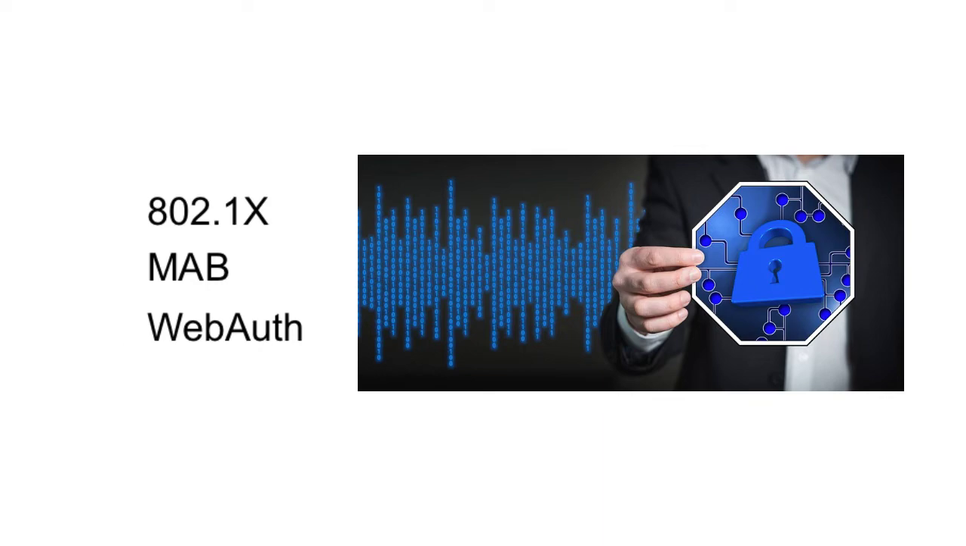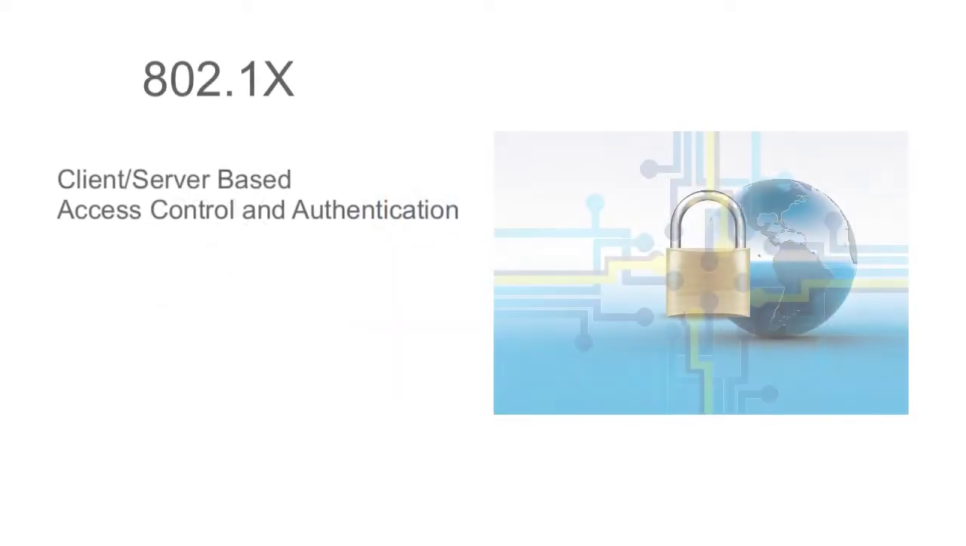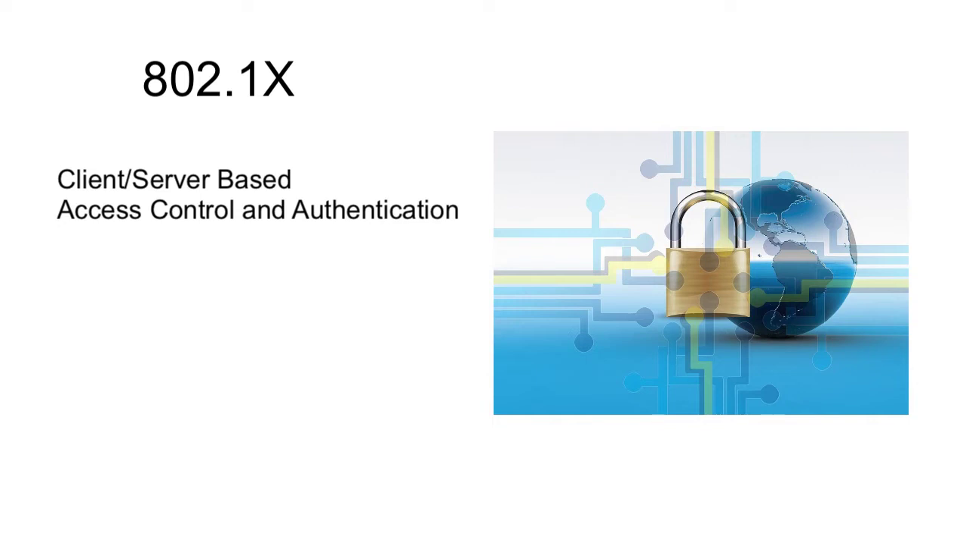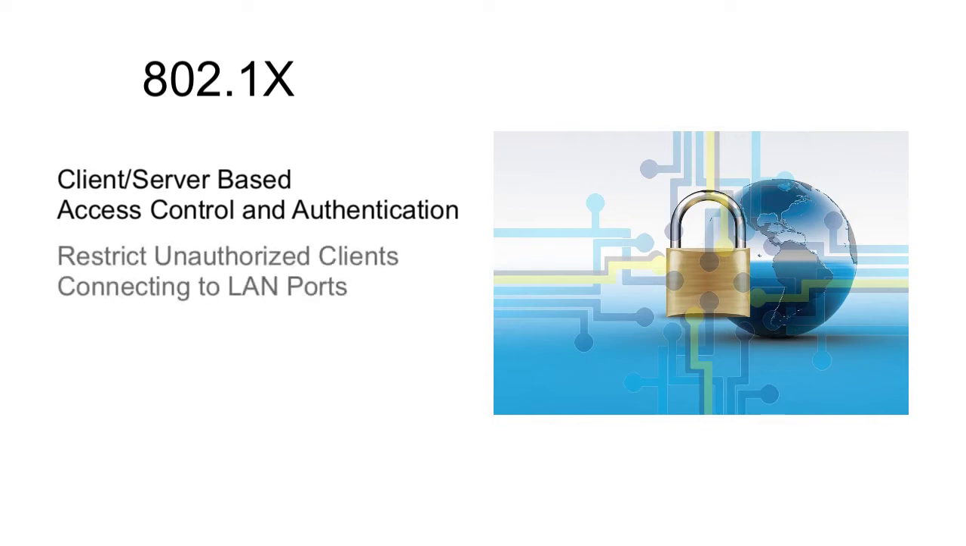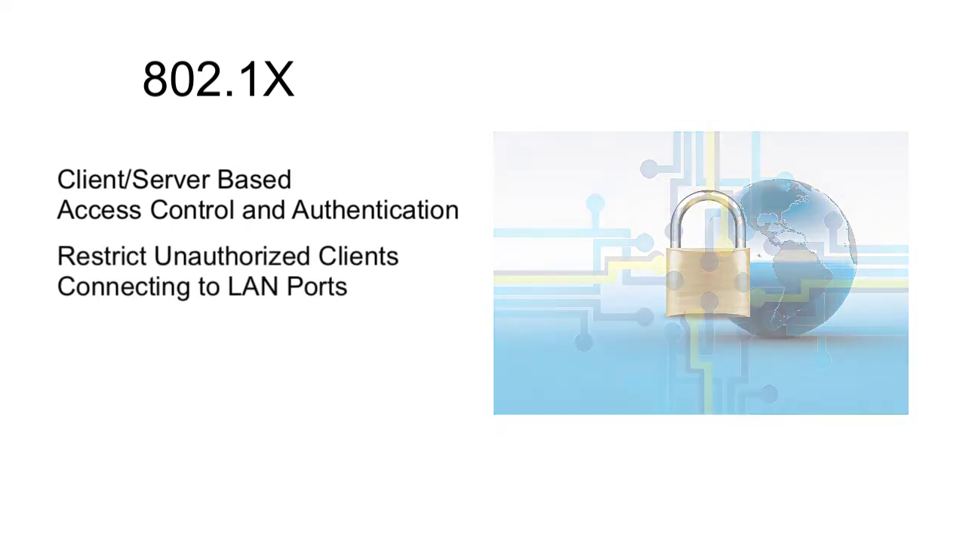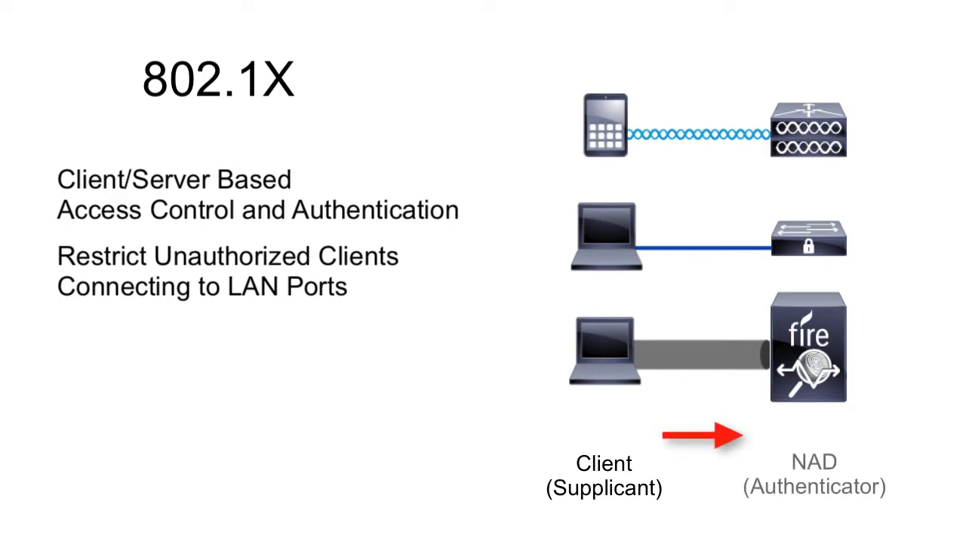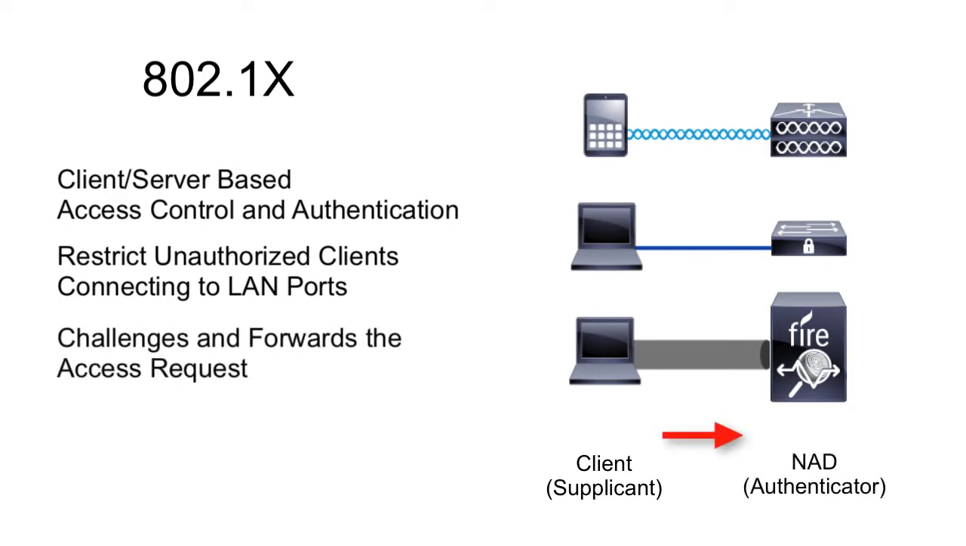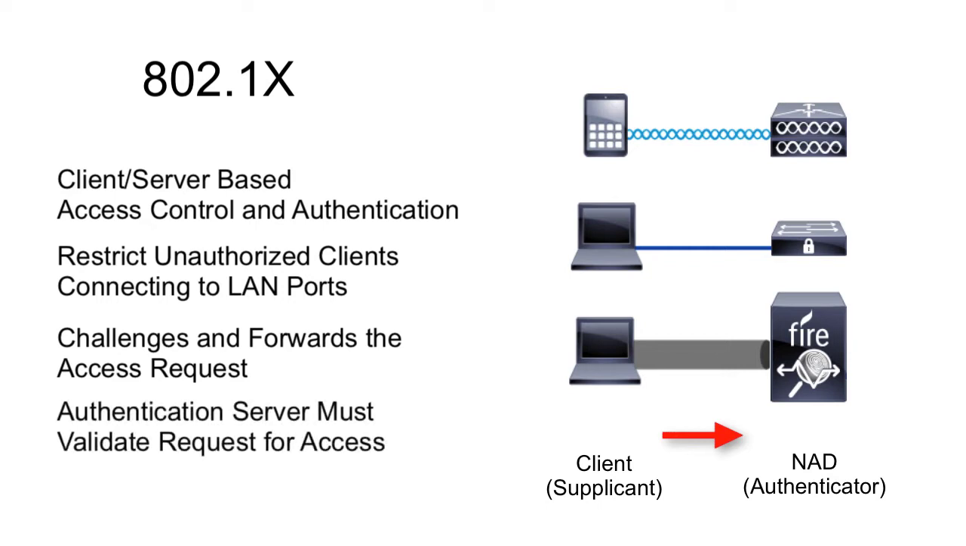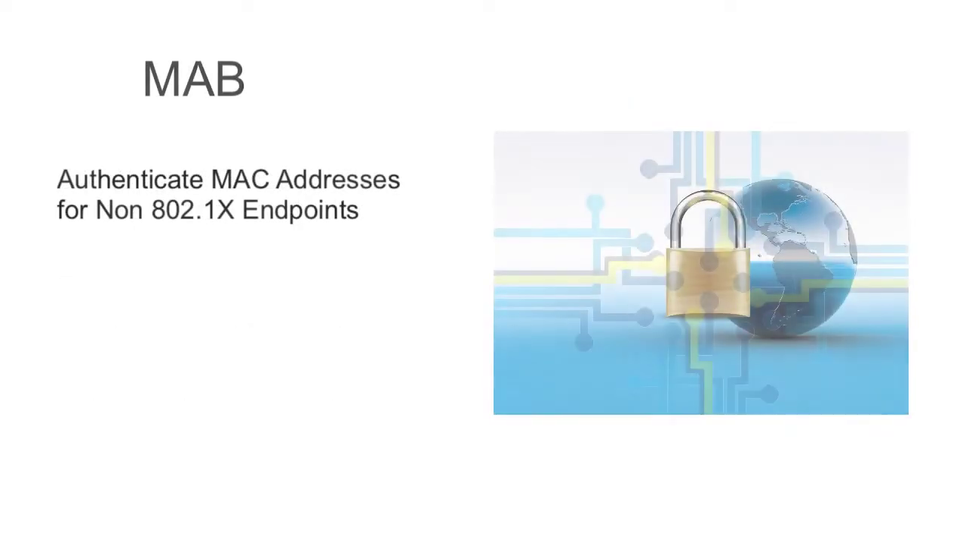Let's take a closer look at each mechanism. First, 802.1x is a client-server-based access control and authentication protocol designed to restrict unauthorized clients from connecting to publicly accessible LAN ports. This can be wired, wireless, or a VPN connection. A client or supplicant connects to a NAD or authenticator that challenges and forwards the access request to an authentication server, which must validate the client's request before any services are offered to the LAN.